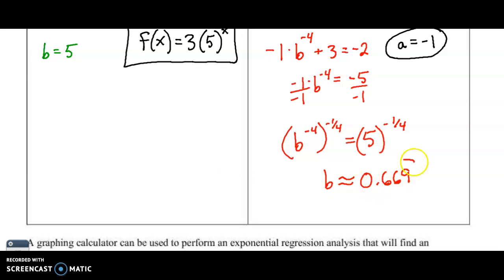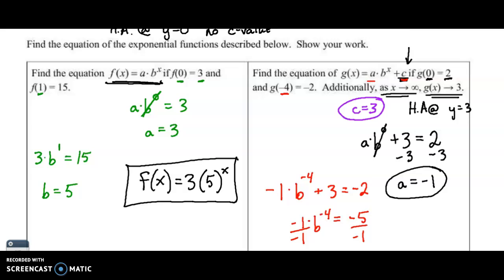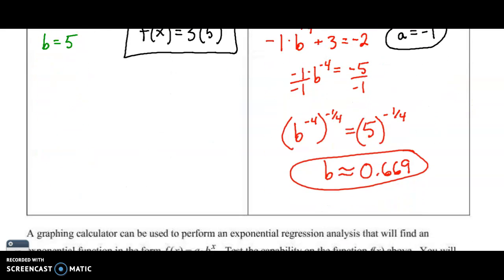So how do I want you to write your answer? What was it called? G. G of x was equal to negative 1. You don't have to write 1, but you definitely need the negative there. 0.669 to the x power. It was plus 3, wasn't it?